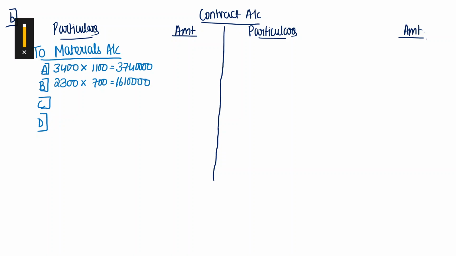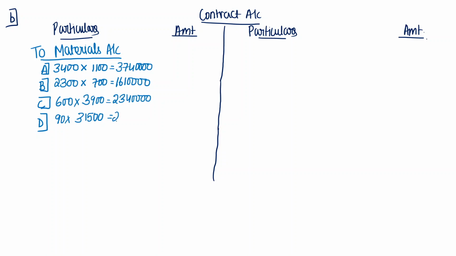1 second. Okay, the material is fine. 600 into 3,900. 23 lakh 40,000. And 90 into 31,500. 28 lakh 35,000.